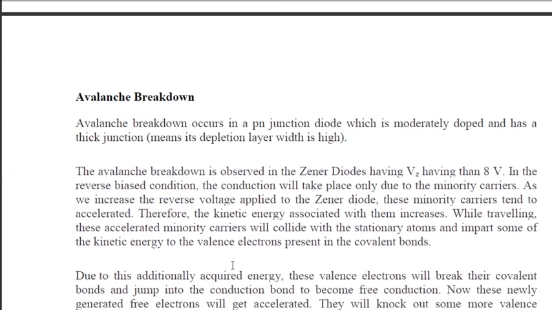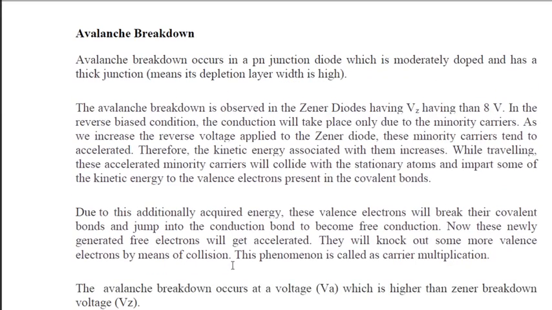Now the second case is avalanche breakdown, which occurs in a diode which is moderately doped with a thick PN junction. This breakdown usually occurs with diodes having voltage greater than 8 volts. If you increase the voltage above 8 volts, avalanche breakdown occurs. This avalanche breakdown is due to the acceleration of minority carriers. We know that because of the temperature effect, there will be minority carriers in the P and N regions. When we increase the voltage, these minority carriers accelerate in the electric field, and because of this acceleration, they gain kinetic energy.